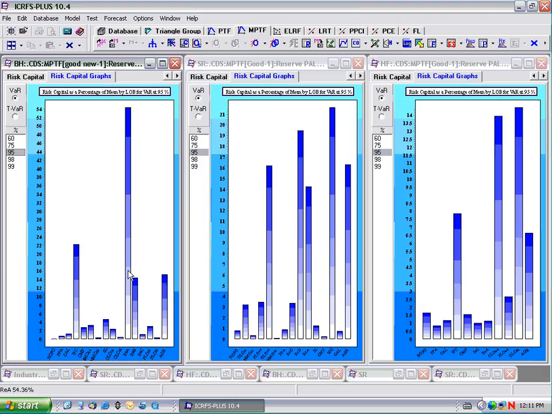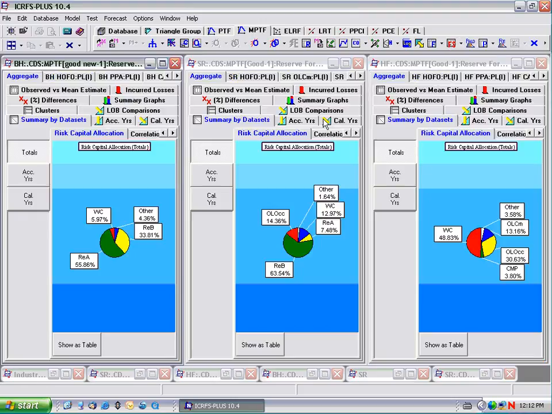Whereas if you look at something like REA, then Berkshire Hathaway is very large. Swiss Re is much smaller, and for REA, Hartford is very small. And then you can look at the corresponding coefficients of variation for these three companies.